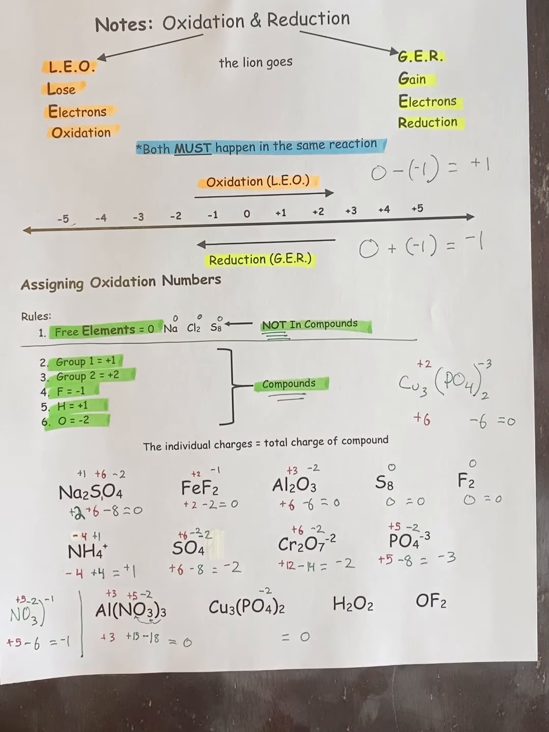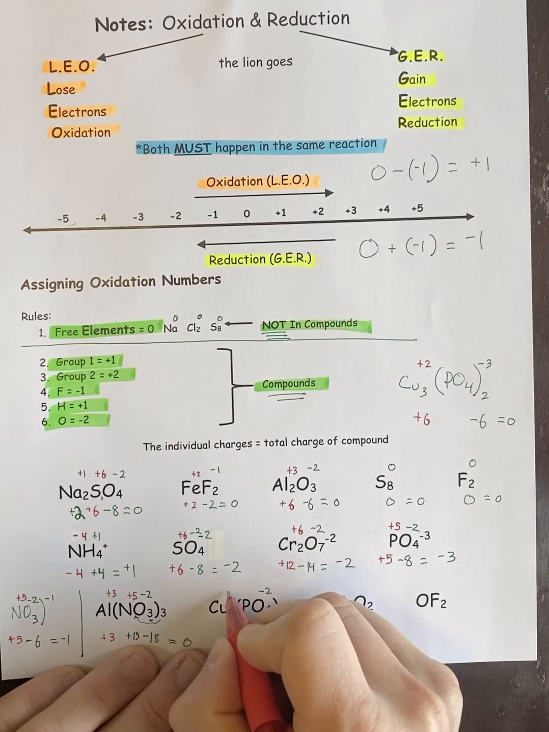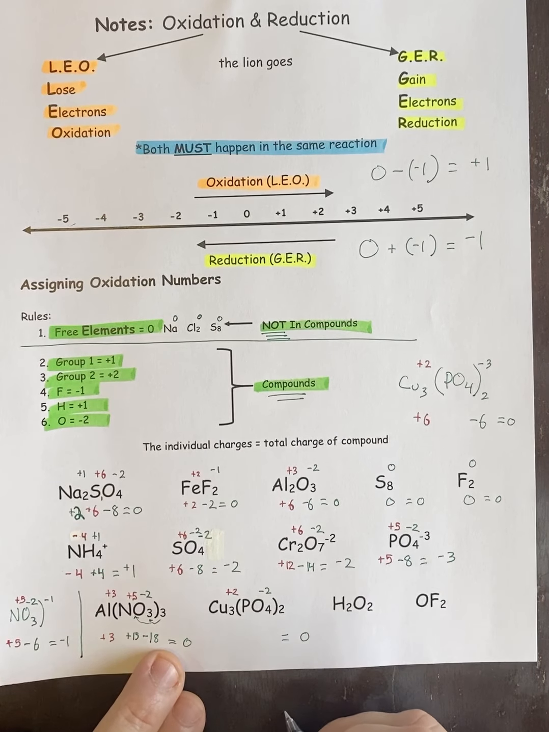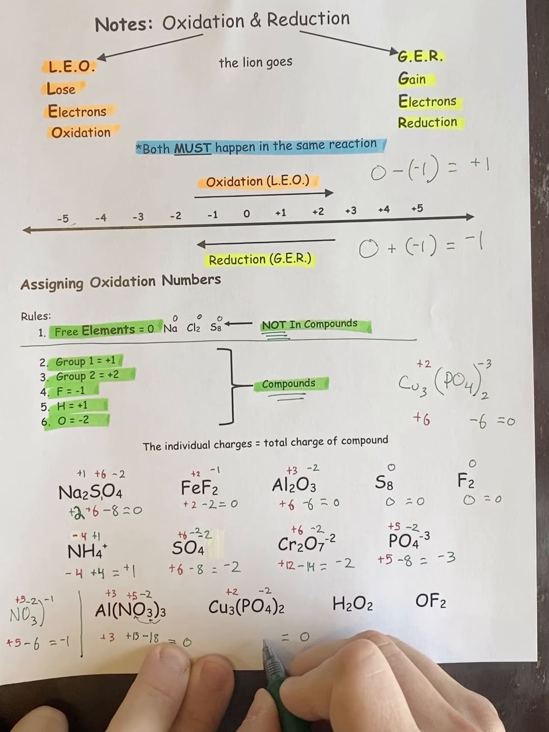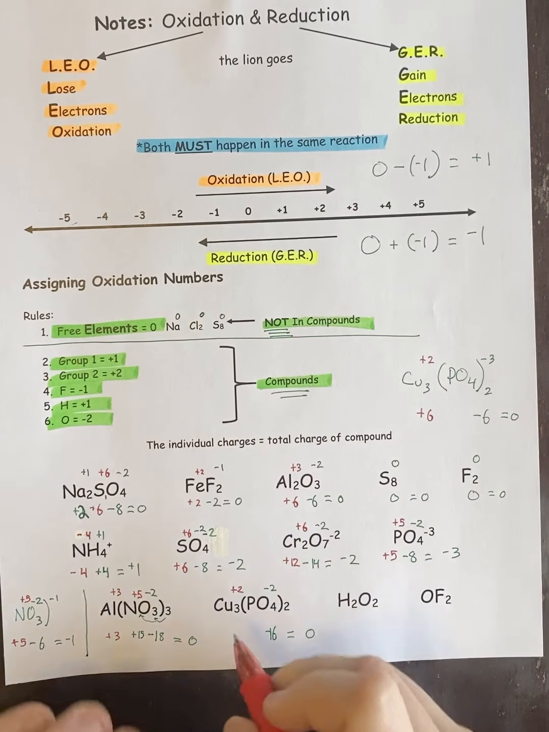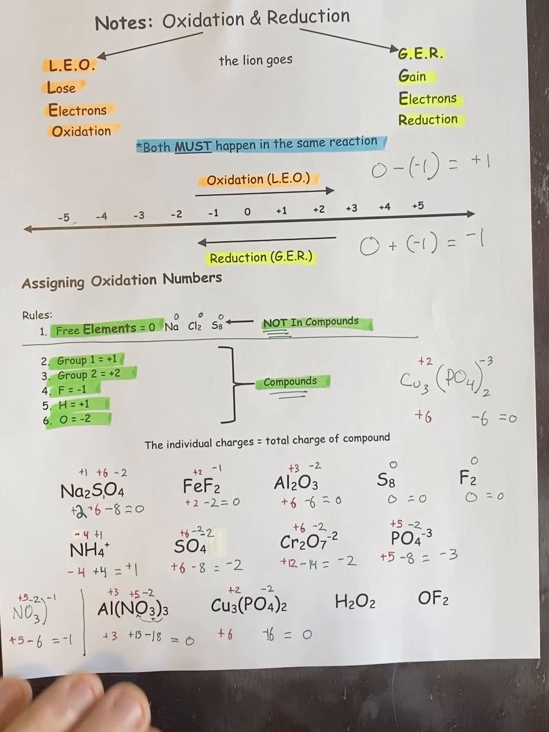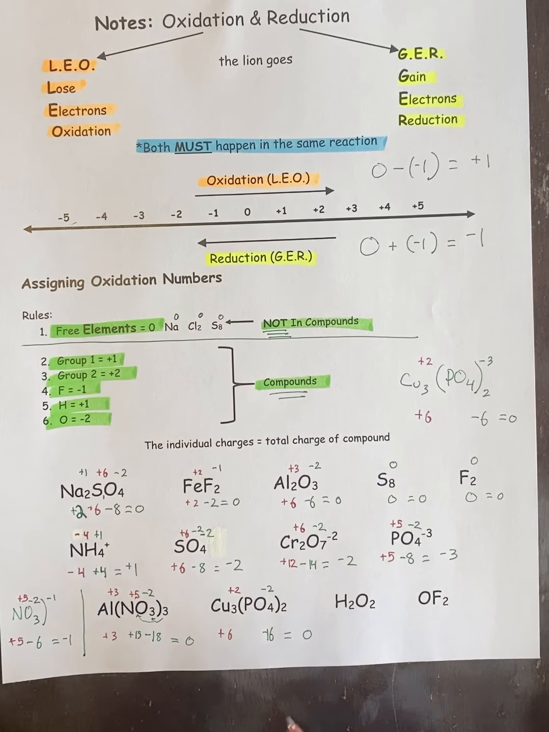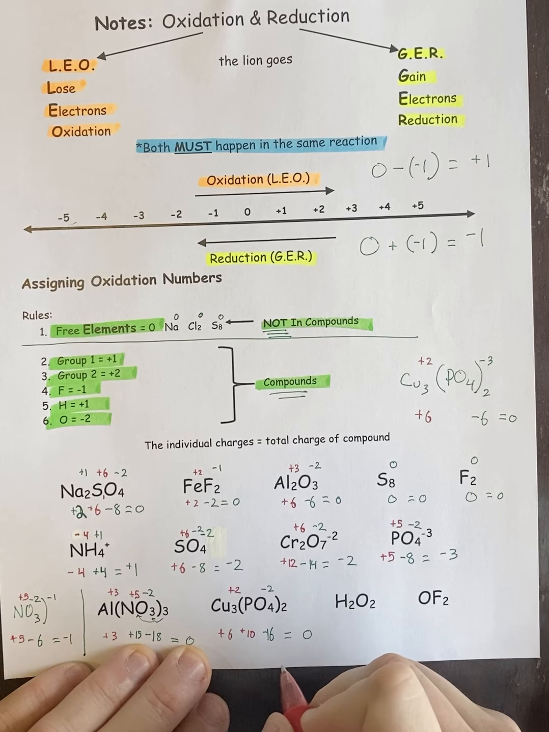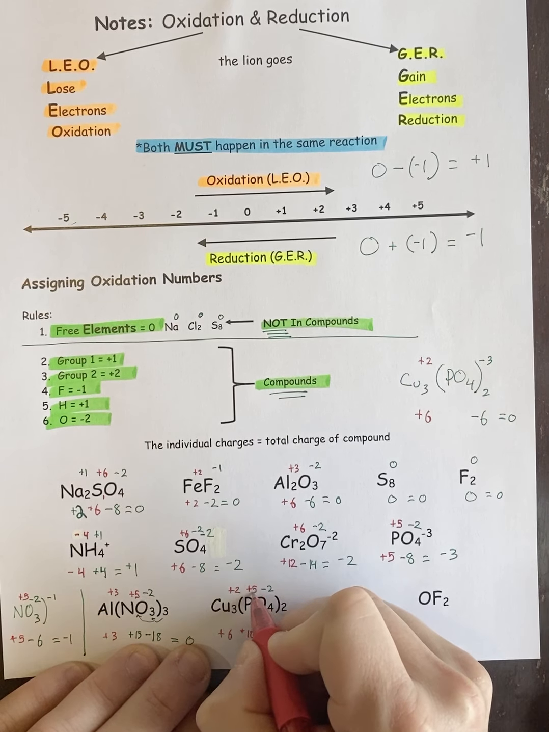So once you know that, I can go back and put the +2 here, and then solve for the P individually. There is 8 oxygen, I get -16. There's +6 from the copper, which means I'm going to need +10 from P, which will give me +5 each.